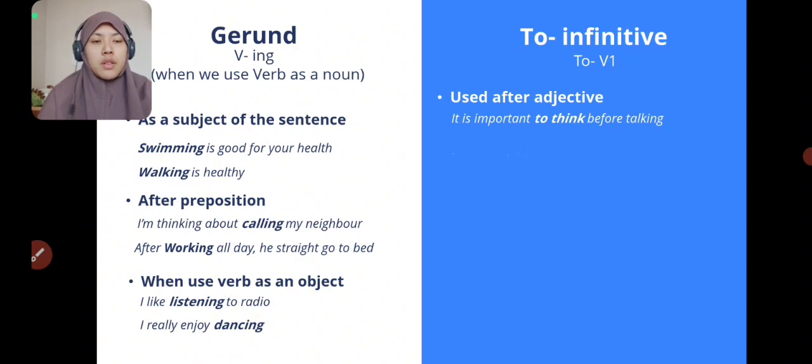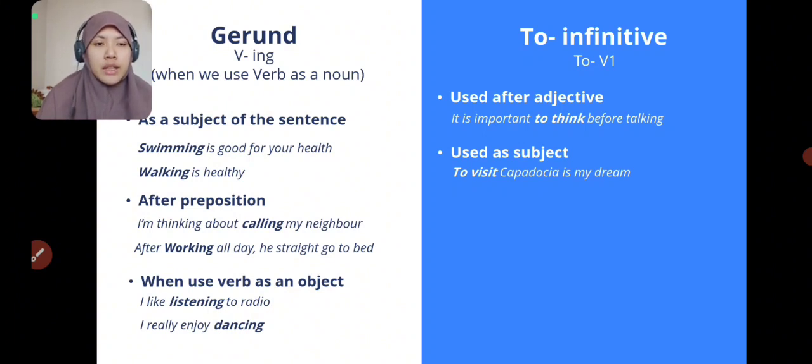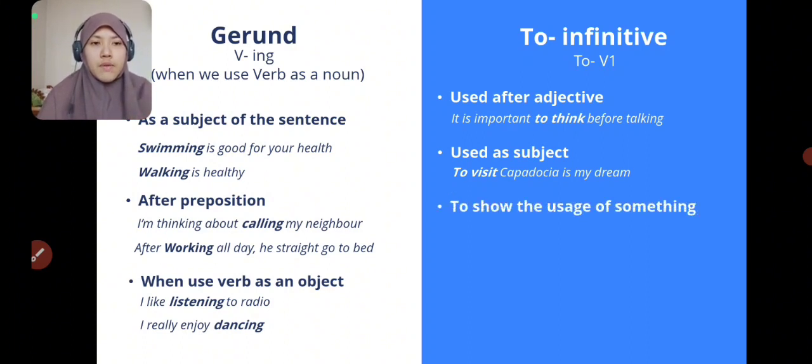Next, we can use it also as a subject. For example, to visit Cappadocia is my dream. Is my dream is a verb phrase. Visit is also a verb. So how can we make a proper sentence? By putting to infinitive in the visit. So to visit. Next, to show the usage of something. For example, I don't have anything to wear.